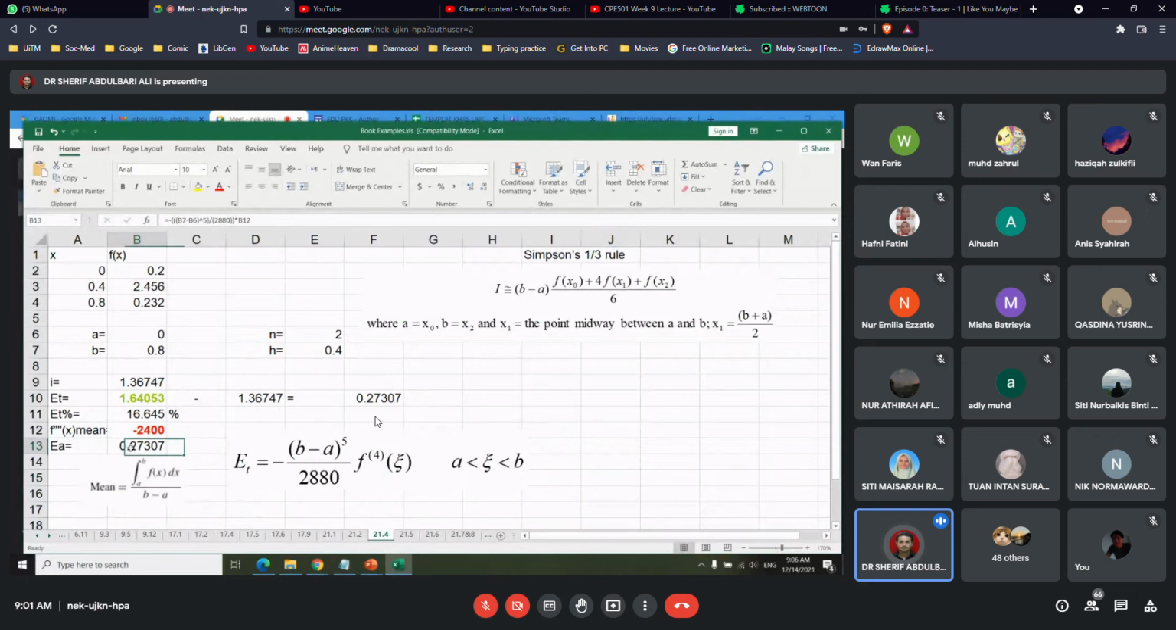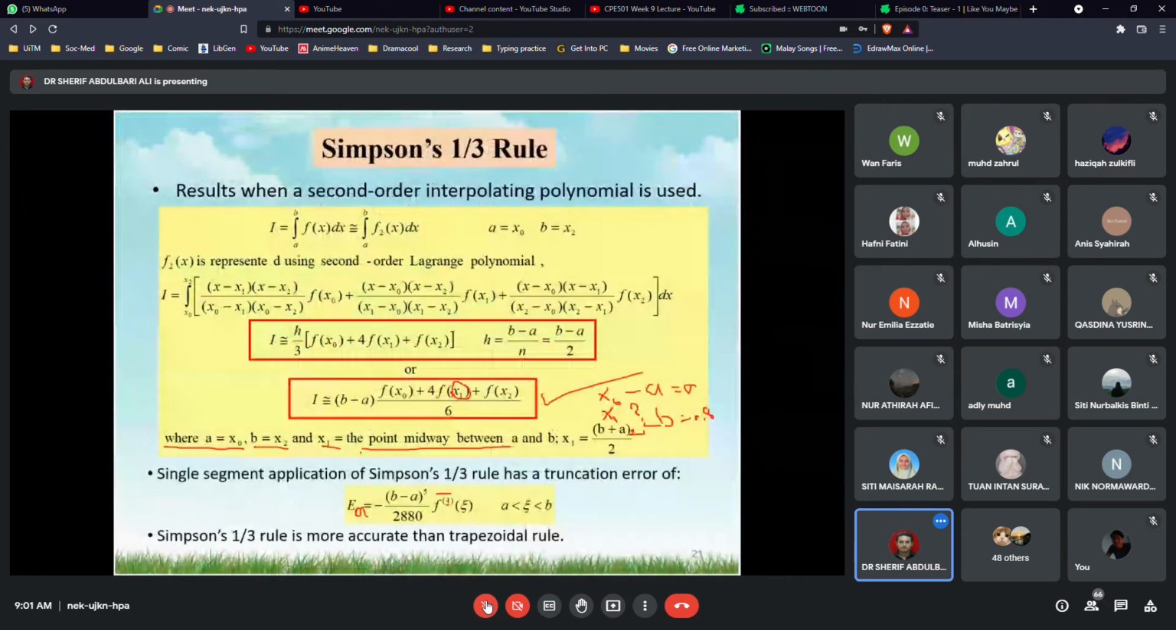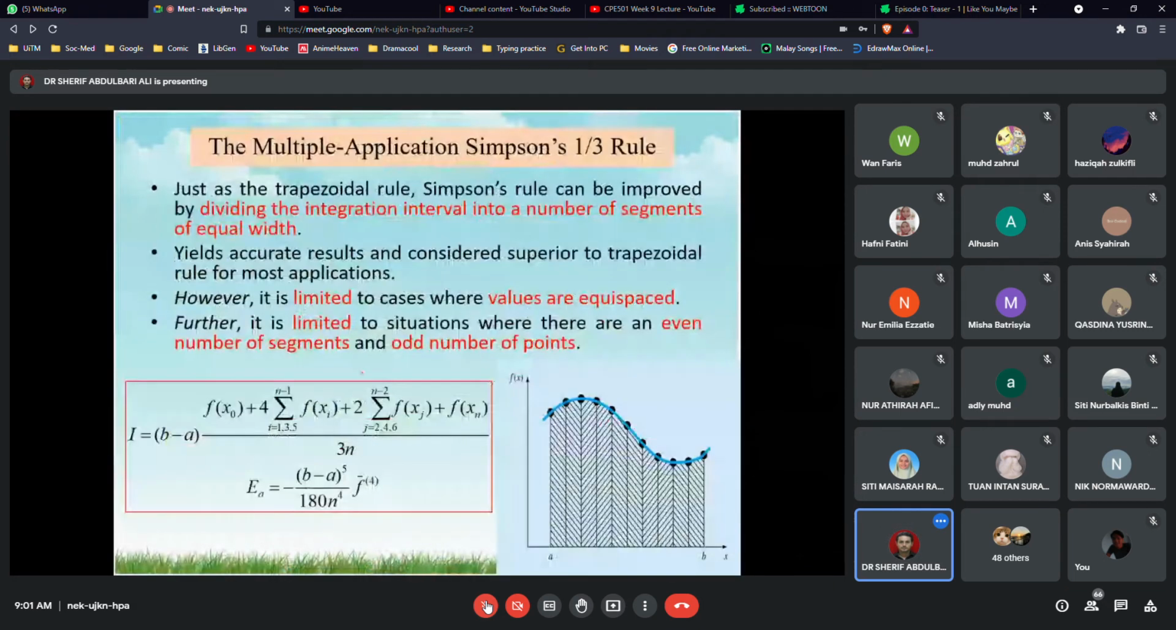Okay, you get the value 0.27. So that was the answer for the single segment of Simpson 1/3 rule. In the same pattern, multiple application of Simpson 1/3 rule will improve the accuracy of the application.